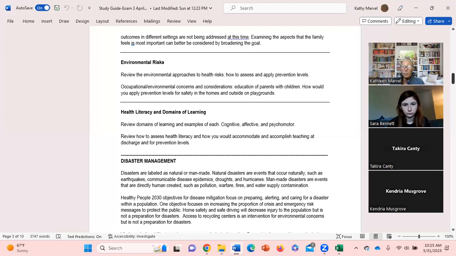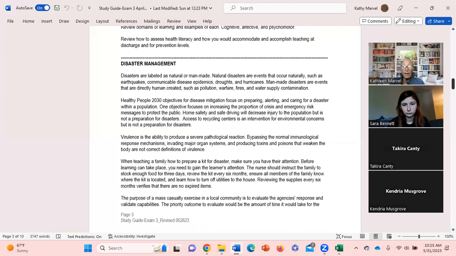Disaster management. He'll be covering that in class this week, but there are two kinds of disasters: natural or man-made. You need to be able to give an example of each of those. And then we're asking you to review the Healthy People 2030 objectives for disaster management. Okay, it focuses on disease mitigation. So have a look at those objectives.